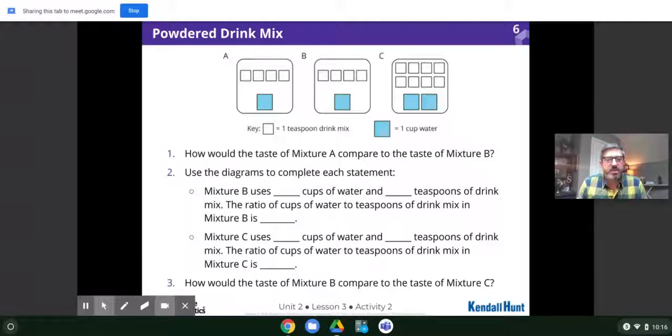Perfect. Awesome job. So how do you think those are going to taste? How do you think B will taste compared to mixture C? We talked about it just a minute ago. The same. Exactly the same, because all we're doing, we have the same ingredients, we're just doubling it. Good job.